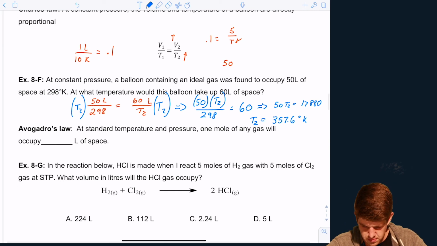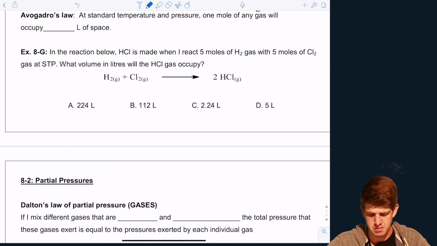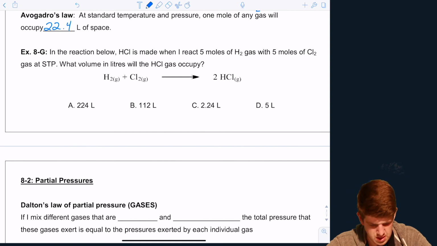Now we get to Avogadro's. So at standard temperature and pressure, at STP, 1 mole of any gas will occupy, and this is a rule here, 22.4. I'm going to spend the time to write this as pretty as possible. If you can't read that, that's on you. In the reaction below, HCl is made when I react 5 moles of H2 gas with 5 moles of Cl2 gas at STP. What volume in liters will the HCl gas occupy?